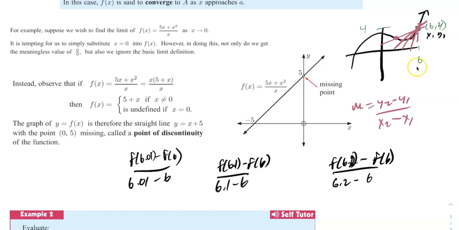Remember, f is just the y value. Actually, in this case, f of 6 would be 4 in my values here. As you get closer and closer and closer, we can't do 6 and 6. That's 0 over 0, and you can't do it. You can't do slope of one number. But we could look at the limit as you get closer.